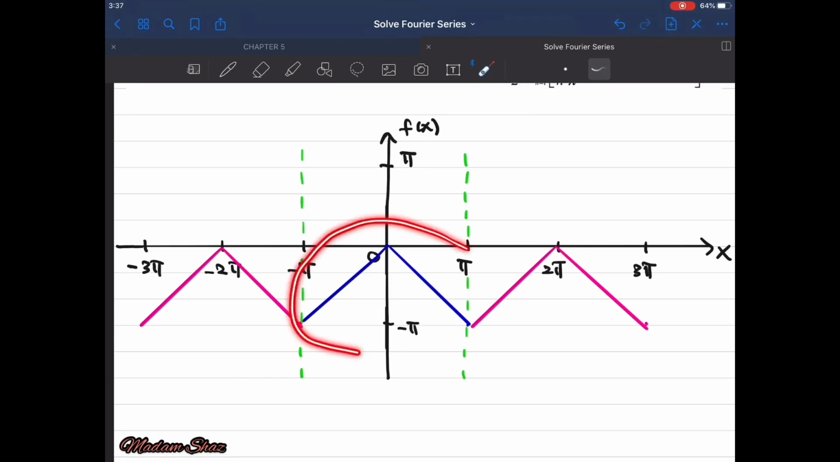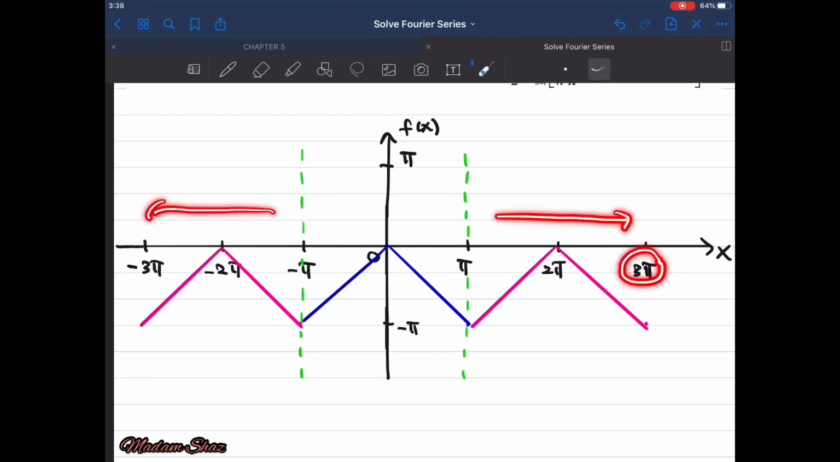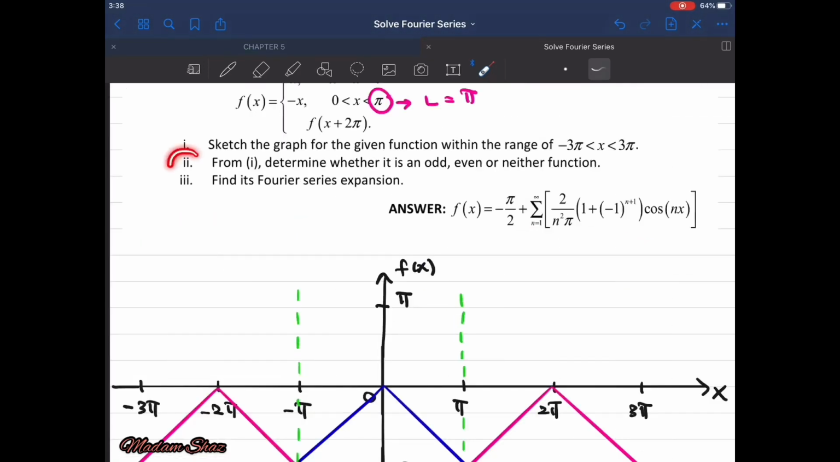So this is the original graph for negative pi until pi, and then you have to expand your original graph to 3 pi on the right hand side, and to negative 3 pi on the left hand side. For the question 2 Roman, from 1, determine whether it is an odd, even or neither function.